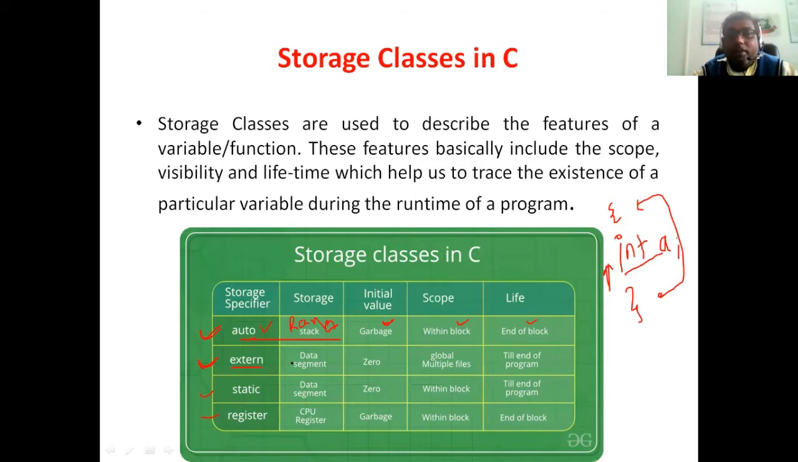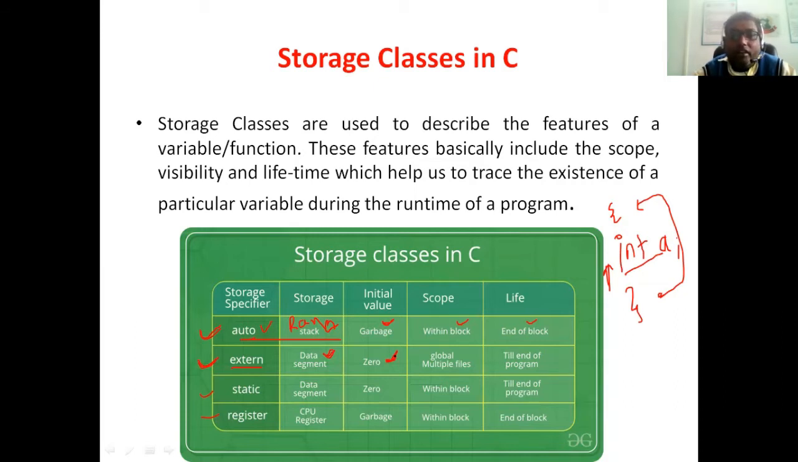Where can we get the memory location? In the data segment. For the external storage specifier, we get the memory location for the particular variable in the data segment. In RAM itself, we will get the data segment. After that, what initial value will be stored by the external variable? Always it will contain a zero value. It contains a zero value once you declare a variable with the help of the external storage specifier.